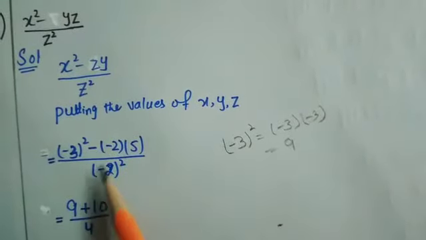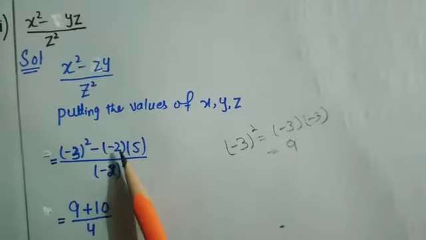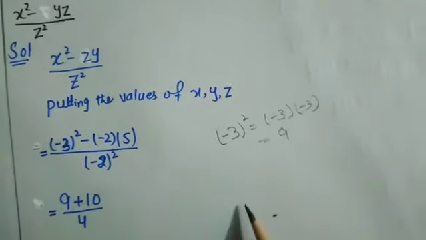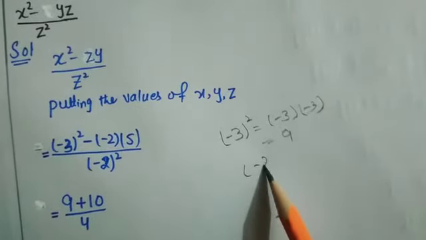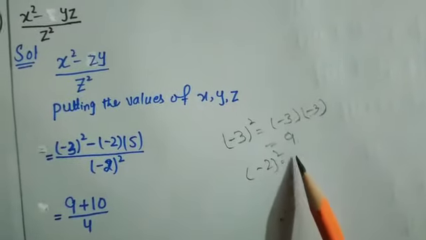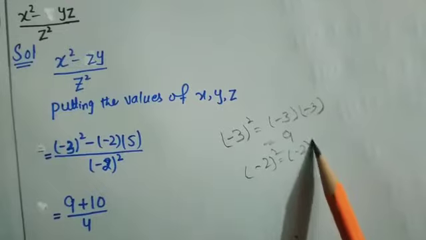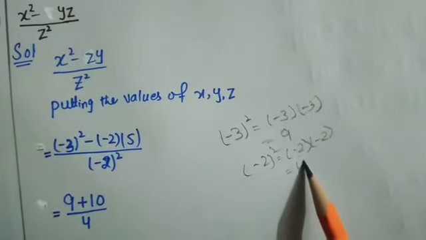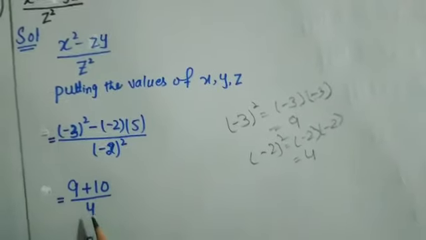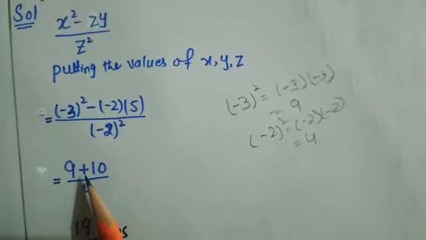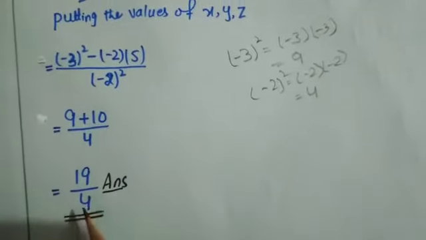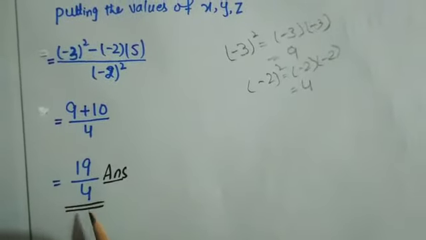Negative minus plus, 2 5s are 10, there is no sign, means that we multiply these values. 10 divided by, as it is -2 square, means we write here 2 times -2 into -2. Negative positive, 2 2s are 4, so write here 4. Both have the same sign, so we add this value. 9 plus 10 is 19 divided by 4. It is our answer.